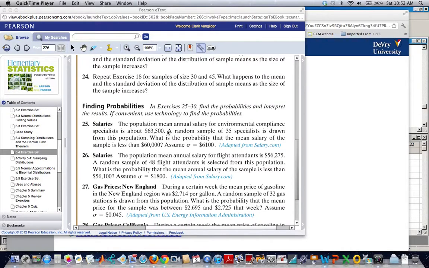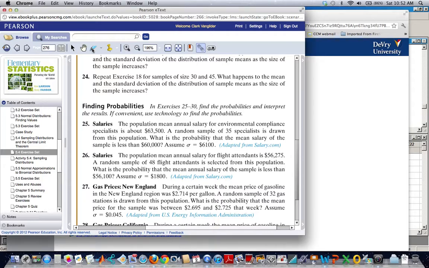Alright, how would we use Minitab to solve a problem like this one here, number 25 on page 276 from the textbook? We've got a population mean for salary of 63,500. There's a sample of 35. What's the probability that the mean salary will be less than 60,000? And they give the standard deviation of 6,100.